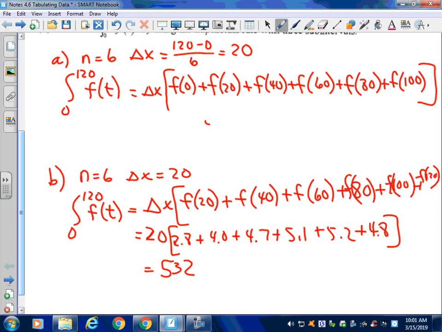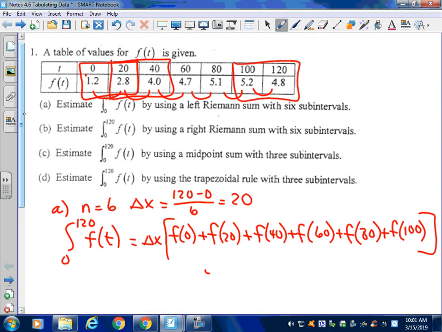So, let's go back and let's look at our data. Does this data increase the whole entire time? Almost does, though, doesn't it? Yeah, almost till the end. So, except for that last value, and we don't use the last value for a left, correct? Yeah. So, this problem is increasing, and we did it with a left. That means it's under or over? Over. Yeah. No, it's under.